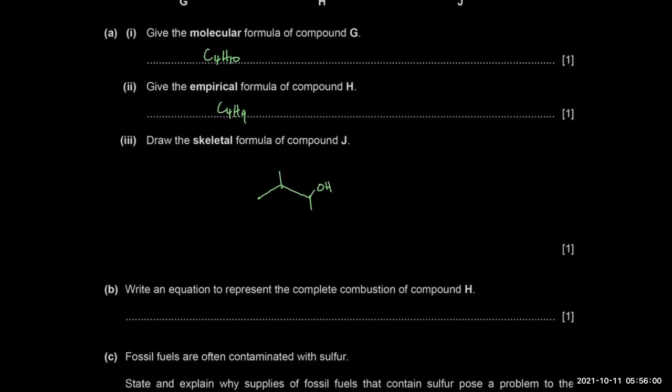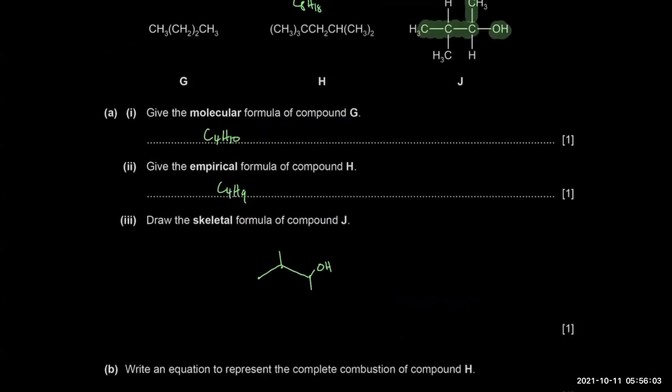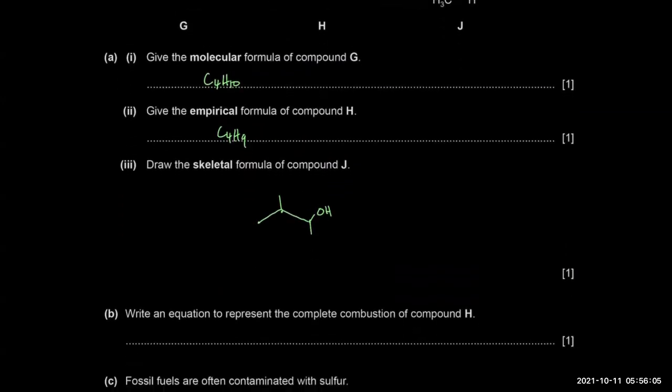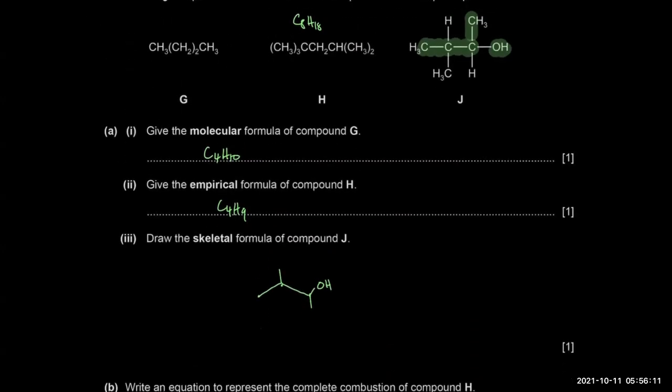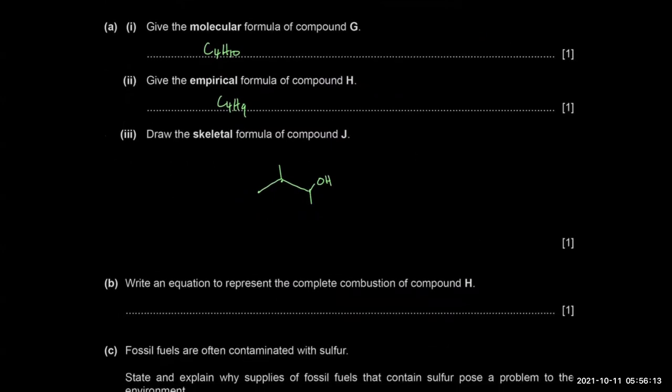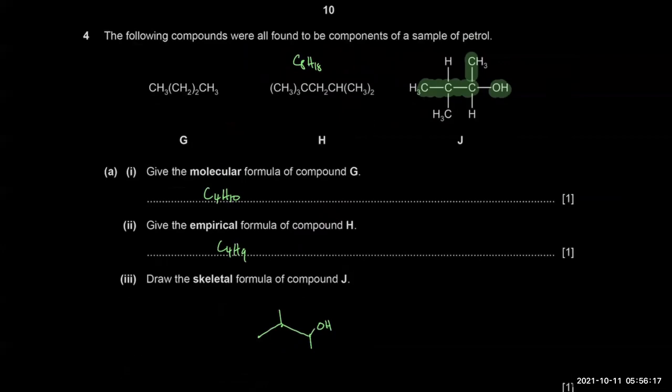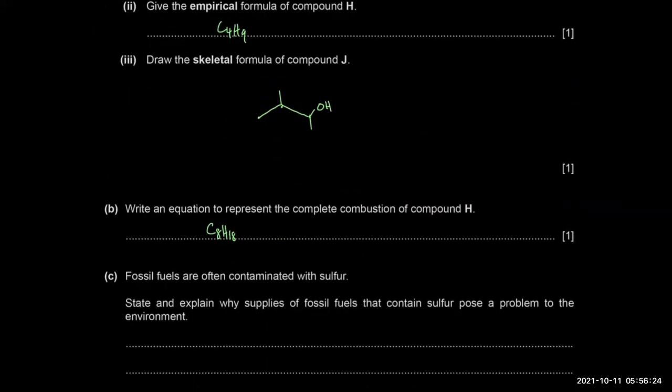Write an equation to represent the complete combustion of compound H. So compound H की complete combustion क्या होगी? Again, we said we had C8H18. That was the molecular formula. For combustion reactions, you can use the molecular formula. So we'll just use the molecular formula, C8H18, which reacts with oxygen gas to produce carbon dioxide and water.